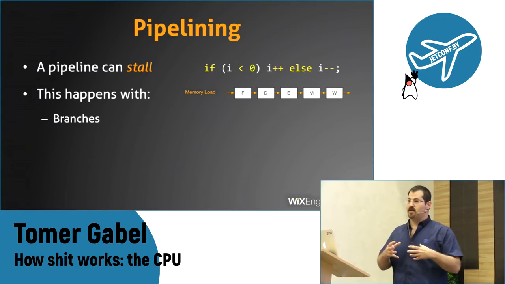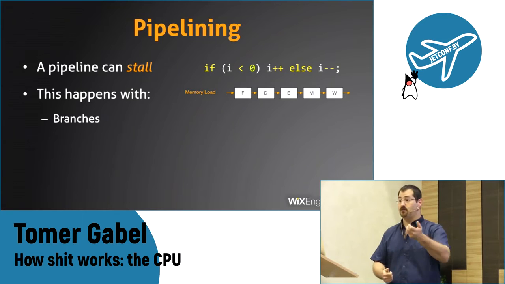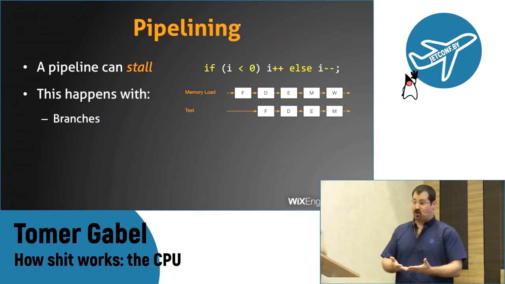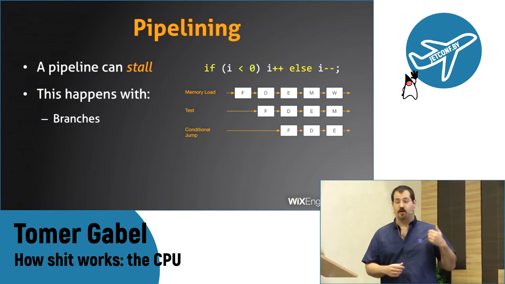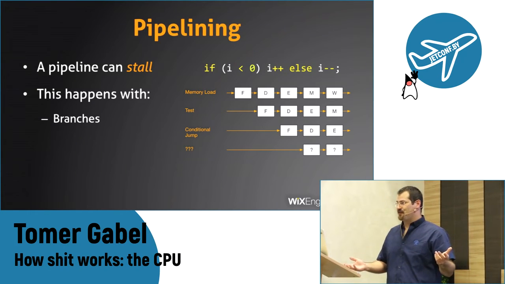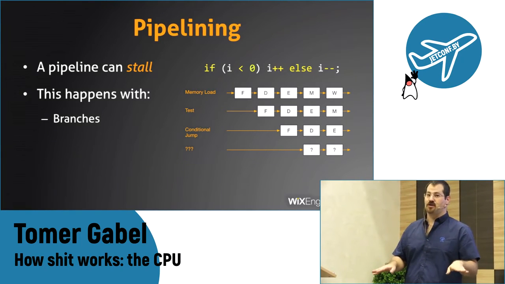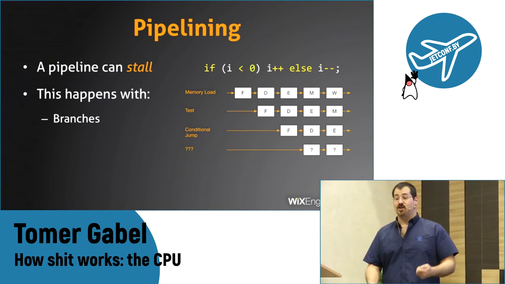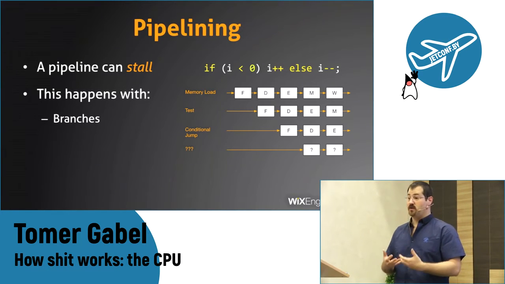If we try to break it down into hypothetical assembly instructions, you might have a memory load, right? You need to read in the value of I. Next, you'd have a test. You need to actually check if I is greater than or lesser than 0. Then you would have a conditional jump. And then what? Right? You don't really know what happens next because you don't know on which side of the branch your program progresses, right? The CPU actually needs to read the data to figure out what the next instruction is. So it doesn't really know what to do.